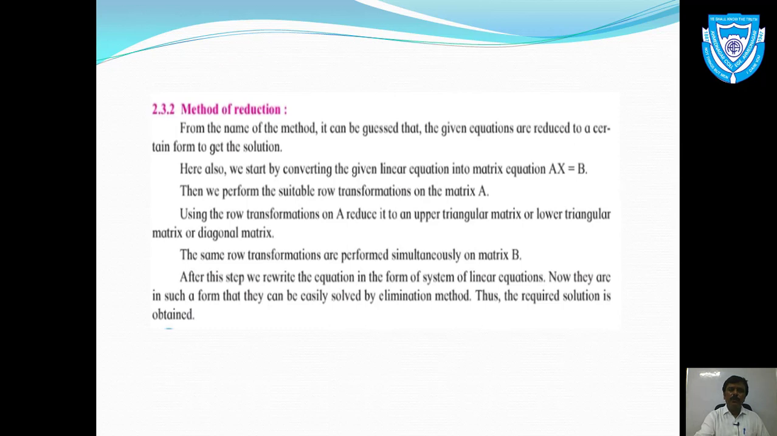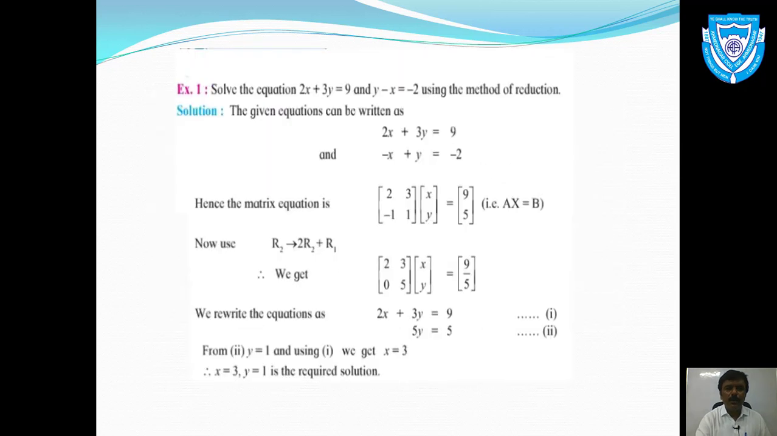Now as I told you before, there are two methods. The first method is the inversion method, and now we'll discuss the method of reduction. In this method also we will convert the given equations into Ax equals B form. In the reduction method also, the equations given to us we will convert into Ax equals B form. Now see the example on screen.